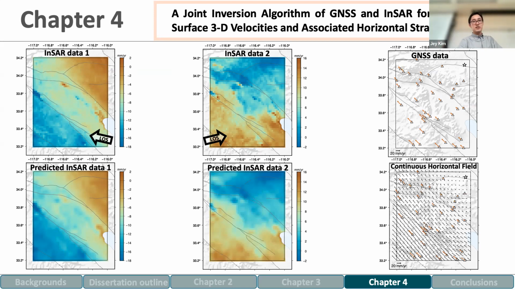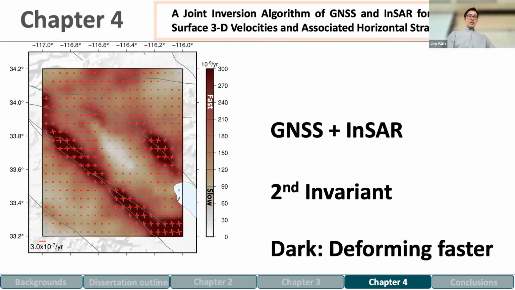So we now have a continuous field. Here I plot the second invariant of strain rates as the background. When you see a darker color, that means the crust is deforming faster. You can just consider the second invariant in that way. And the crosses, the red bar, indicate the maximum extensional direction, and the gray bar indicates the maximum shortening direction. These are the principal axes of strain rates.